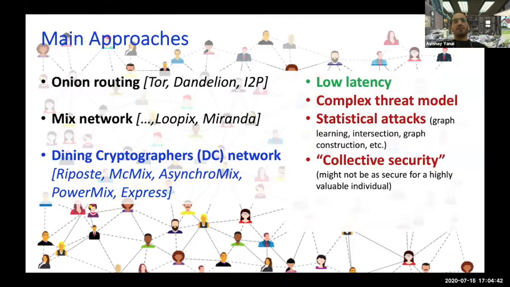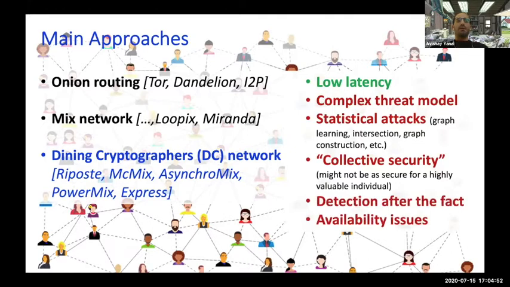Systems like Dandelion follow a collective definition of security, but the security that a specific user is provided with is not well defined. In addition, efforts to bring strong security to mix networks using differential privacy, or attempts to detect a corrupted mixer using some kind of loop messages, are still very limited.